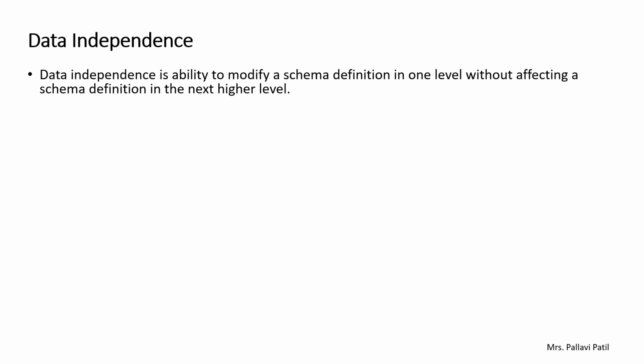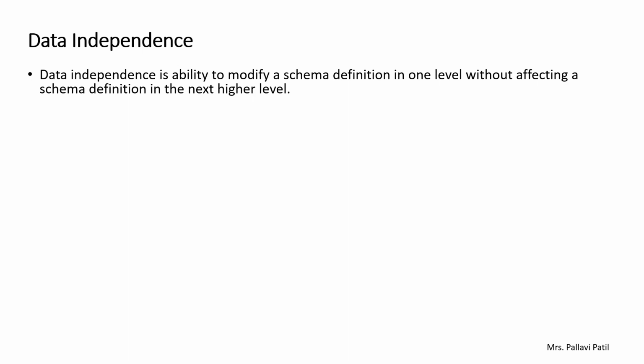Next, we will see data independence. So, what is data independence? Data independence is the ability to modify the schema definition in one level without affecting the schema definition in the next higher level. So, what is level here? Level means we have already seen the three-level architecture of database in the previous video.